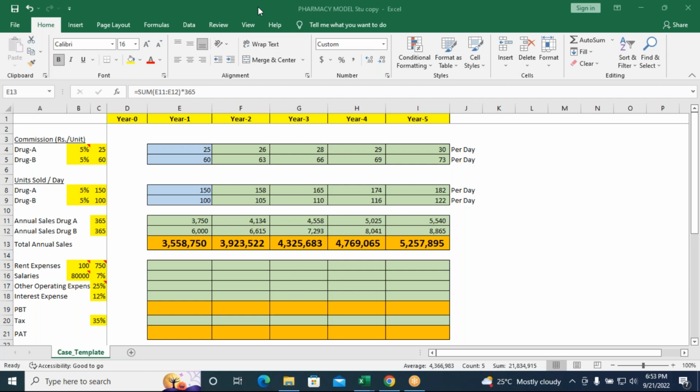Also in the annual sales of drug A, we did 25 into 150. So we can actually directly take 25 into 150. Yes, directly also you can do it, but you should get these values. It should match. Yes, ma'am, I got the same values.